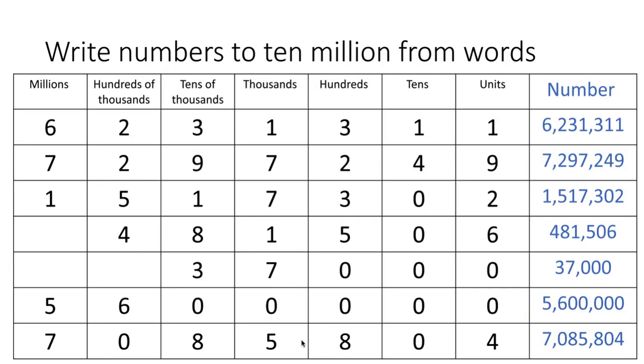Okay, starting off with yesterday's lesson then, we were writing numbers to 10 million from the words. The first one should have been 6,231,311, 7,297,249, 1,517,302, 481,506, 37,000, 5,600,000, and finally 7,085,804. And the pictures I saw that you sent in, everybody had this one correct. I was really impressed. Well done.